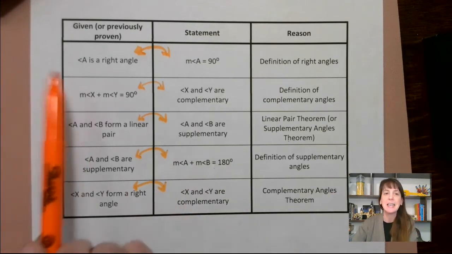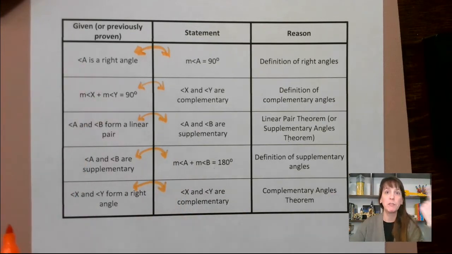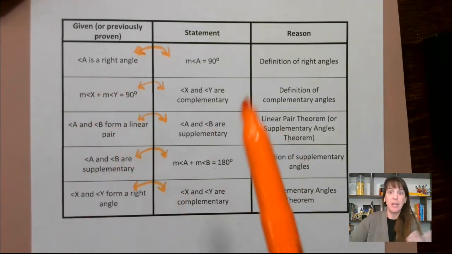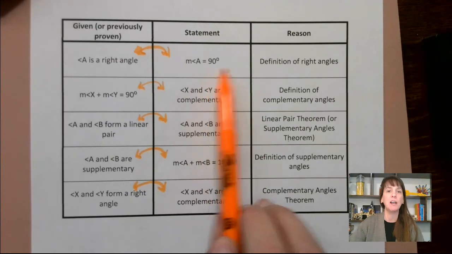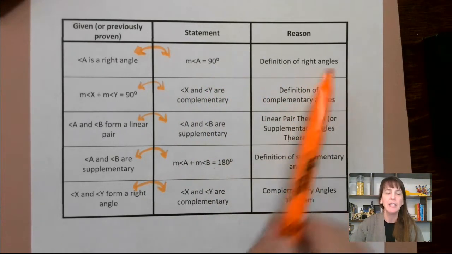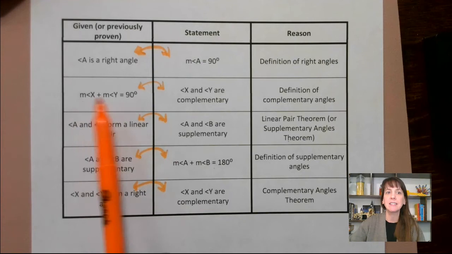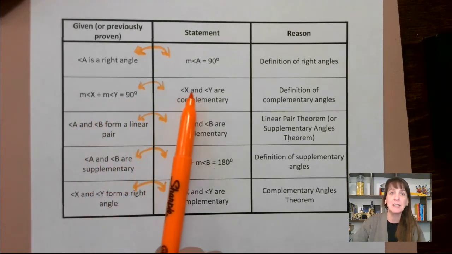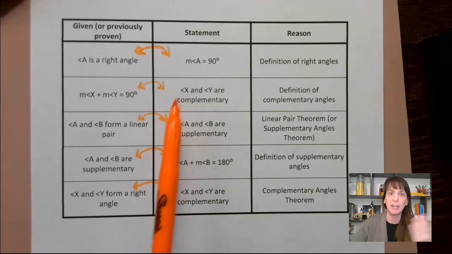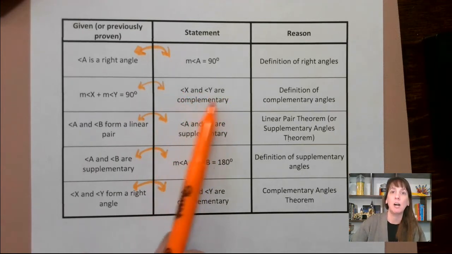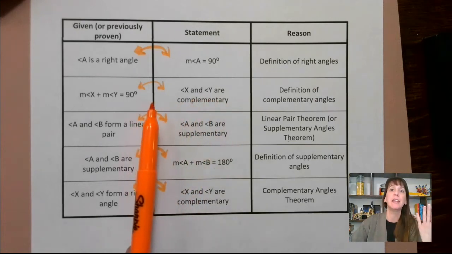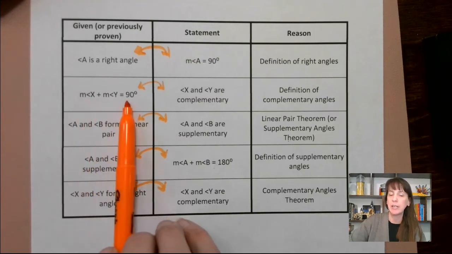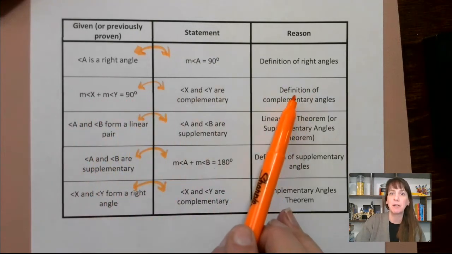What I mean by that is if you're given, or if you've previously said angle A is a right angle, what you can say then is, well, then angle A must be 90 degrees because of the definition of right angles. If you say that the measure of angle x plus the measure of angle y equals 90 degrees, then you can say, if you've said that somewhere before or you're given it, angle x and angle y are complementary. Or if you have said, hey, angle x and angle y are complementary, that means that they also equal 90 degrees. That is the definition of complementary angles.